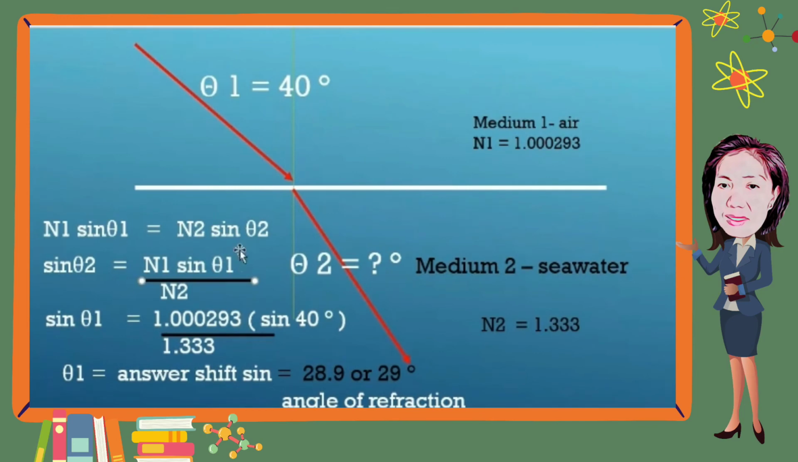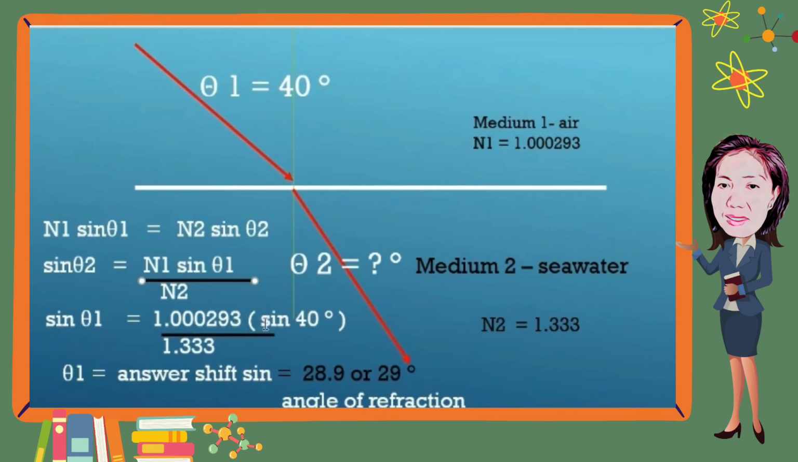Okay? After that, substitute. The value of n1 is 1.00293. Then the value of angle 1 here is 40 degrees. And then the value of n2 is 1.333 here. Ngayon, i-solve natin ito.